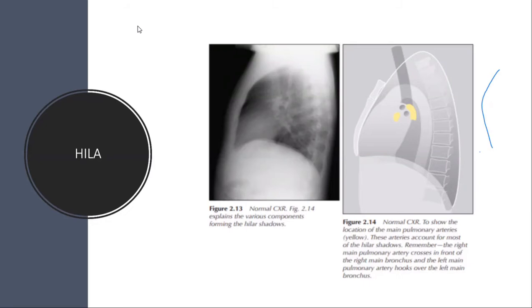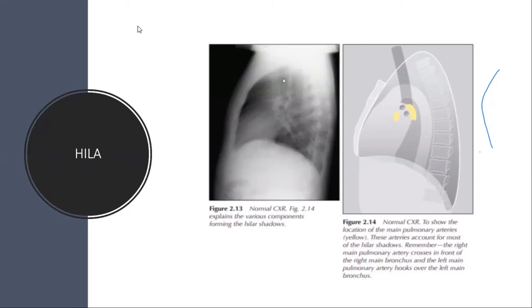So here you can see what the structures are. The main density of the hilum is produced by the pulmonary vessels, namely the pulmonary arteries. Pulmonary veins are not easily seen. The structures in the hilum are the pulmonary vessels and the right and left upper lobe bronchus. Usually, the right upper lobe bronchus is above the left upper lobe bronchus.